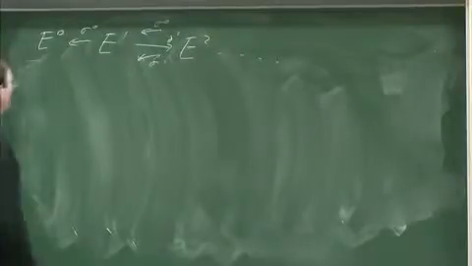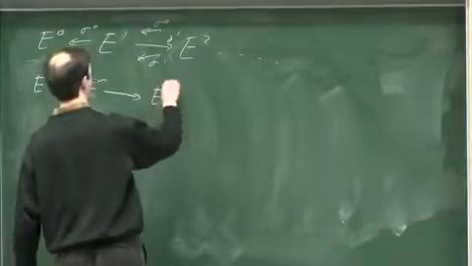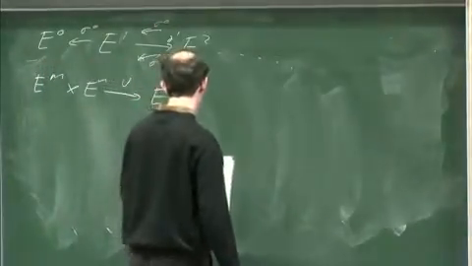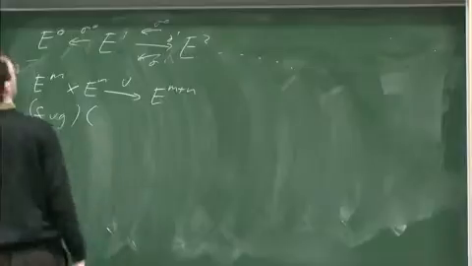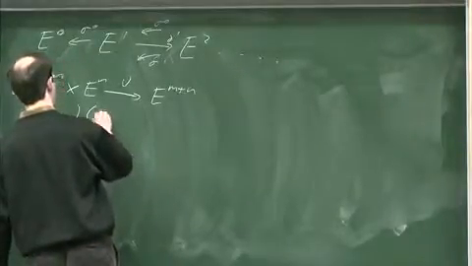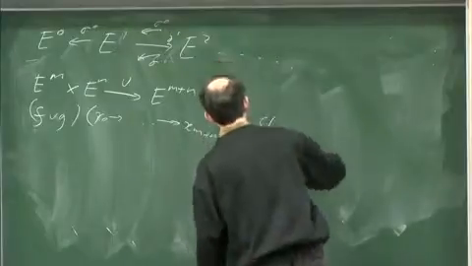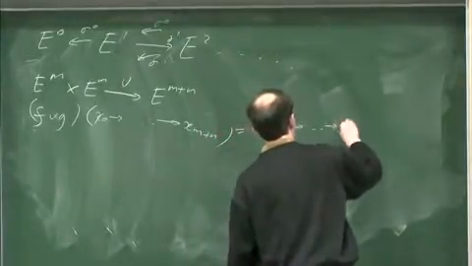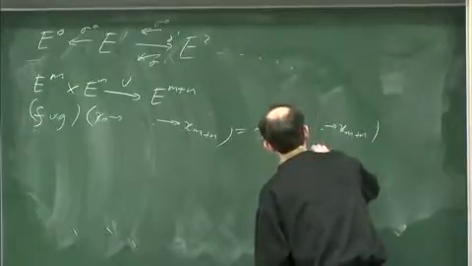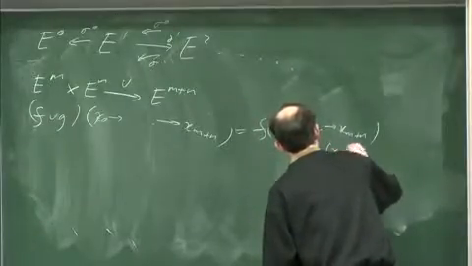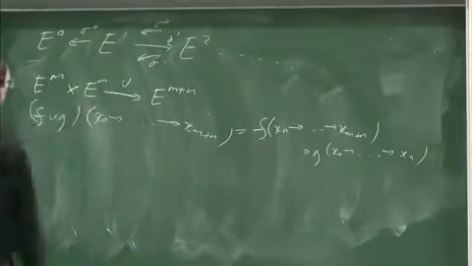And there is also a product on this. And this is just given by F cup G evaluated on this string x naught up to x m plus n is F evaluated on the string from xn up to xm plus n, composed with G going from x naught to xn. This is for f in Em, g in En.